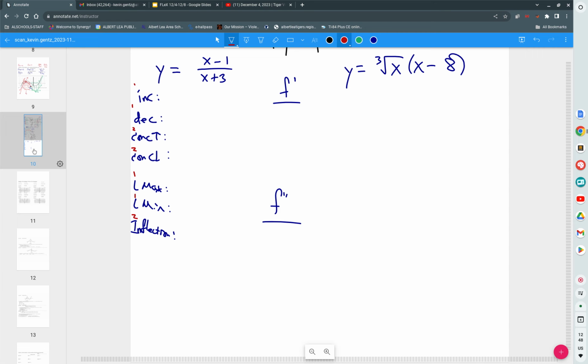I have to find my first derivative. How are you going to do that? Quotient rule. Derivative of the top: 1. So I get 1 times x plus 3, minus, what's the derivative of the bottom? 1 times x minus 1, all over x plus 3 quantity squared. What are you going to get in the top? 4. 4 over x plus 3 quantity squared.